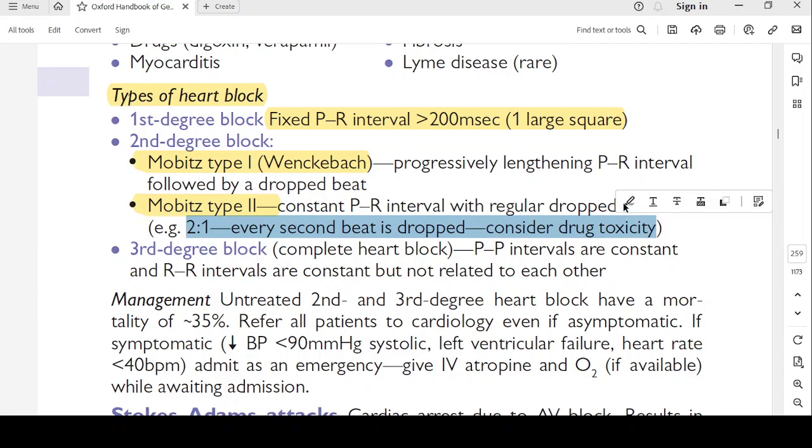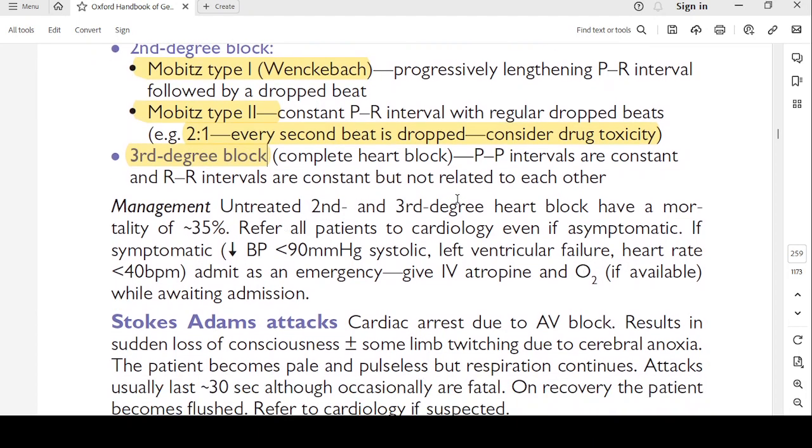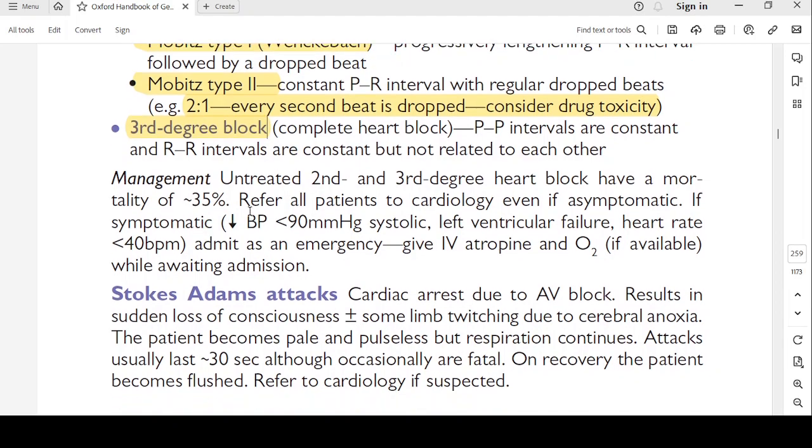Third degree block or complete block. PP intervals are constant, RR intervals are constant but not related to each other. Management. Untreated second or third degree heart block have more mortality of 35%. Refer all patients to cardiology even if asymptomatic.